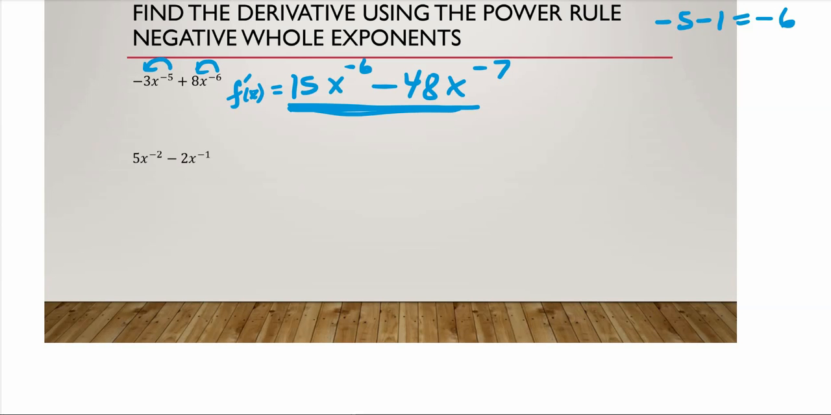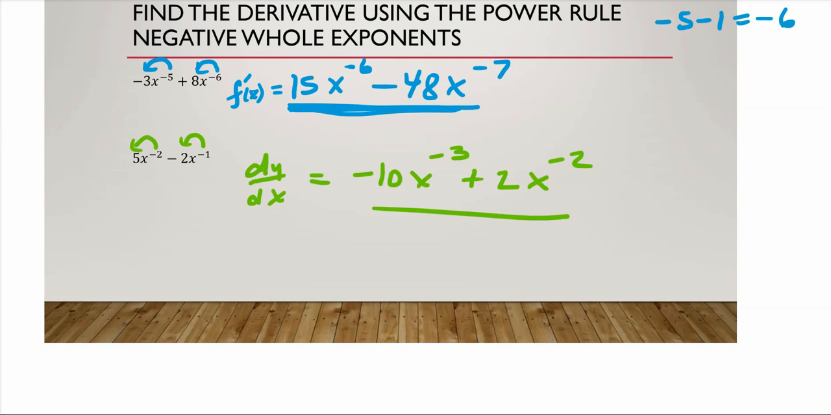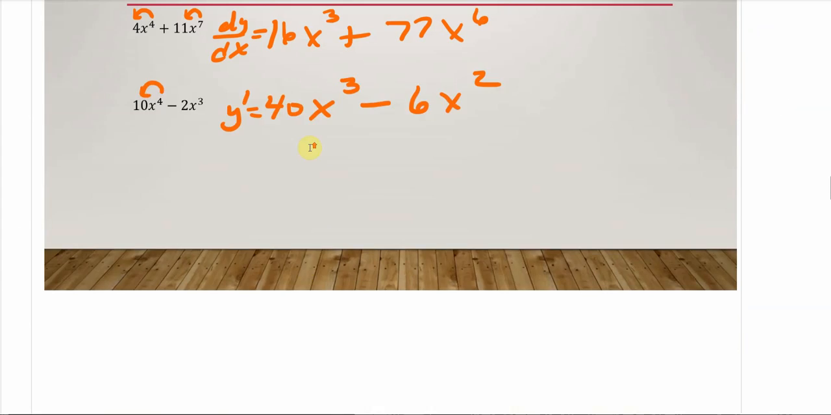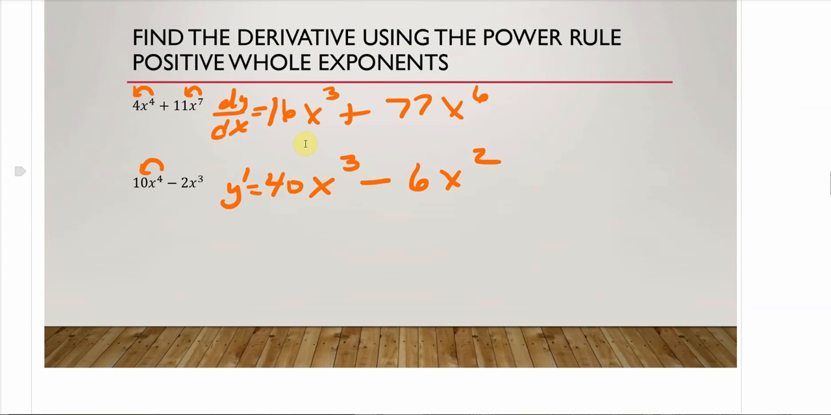So on the next one, we have dy/dx is going to equal, let's multiply negative 2 times 5. That's going to give me negative 10x to the negative 3. The next, when I multiply negative 1 times negative 2, that's going to give me plus 2x to the negative 2. And this is the derivative. So what we did before was the powers were all positive whole numbers.